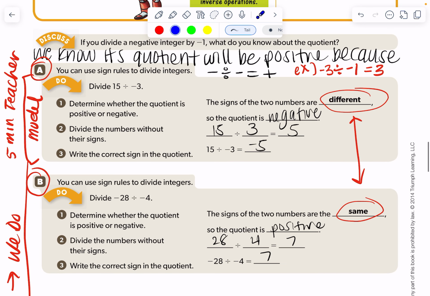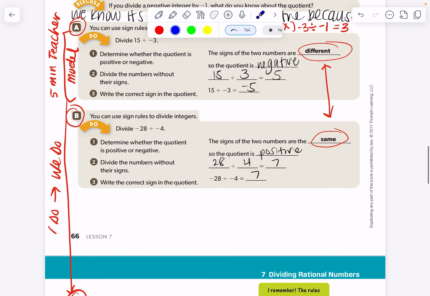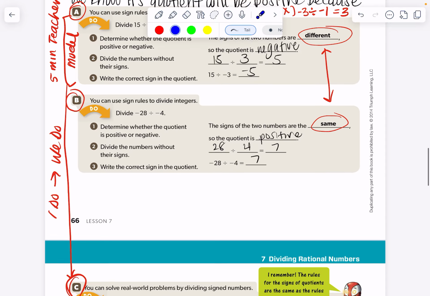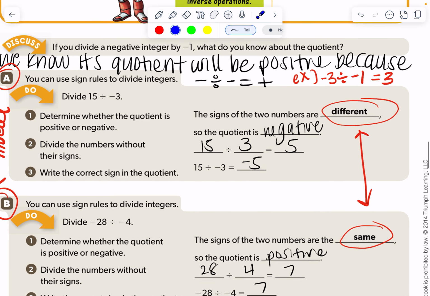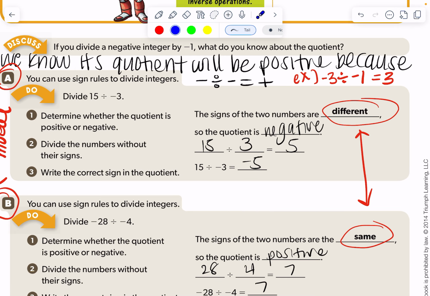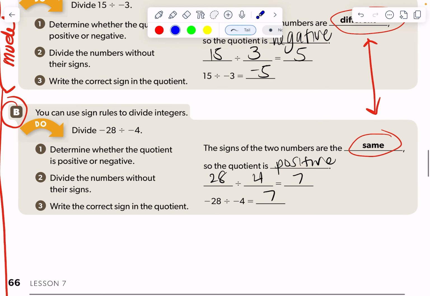So then we're going to spend about 5 minutes of a teacher model doing letters A, B, and C. So in model A, the signs are different. And so we are showing students how to account for division when the signs are different. We already know from our division rules that our quotient is going to be negative. So we only have to focus on the math. 15 divided by 3 is 5, and then putting that negative sign right by the 5.